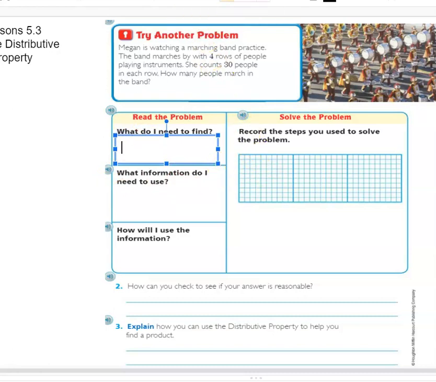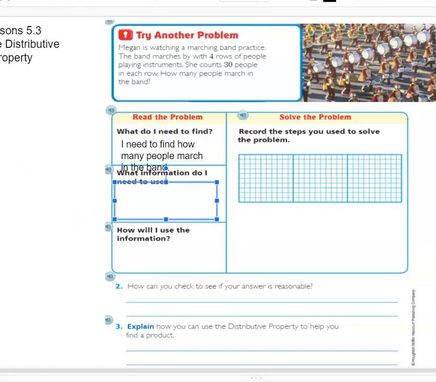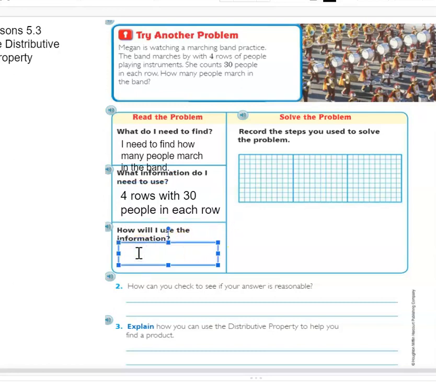So let's fill in our information here. What do I need to find? Well, I need to find how many people are marching in the band. Okay, let's move this up a little bit so we can see. All right. So what information do we need? Well, we know that we have 4 rows with 30 people in each row. Okay, so that's the information that we're going to use. How are we going to use this information?